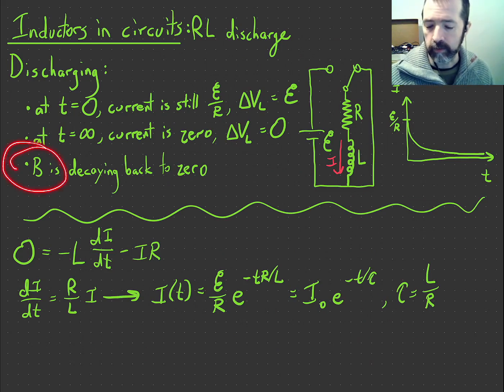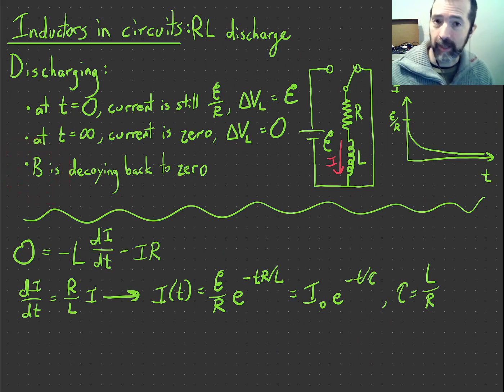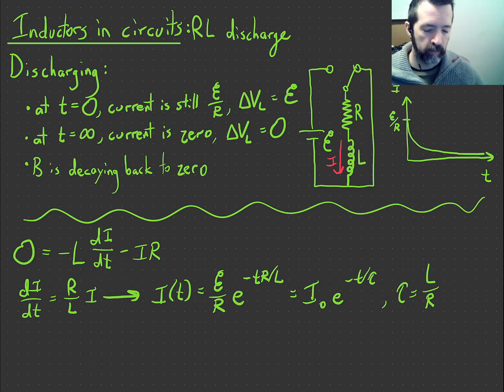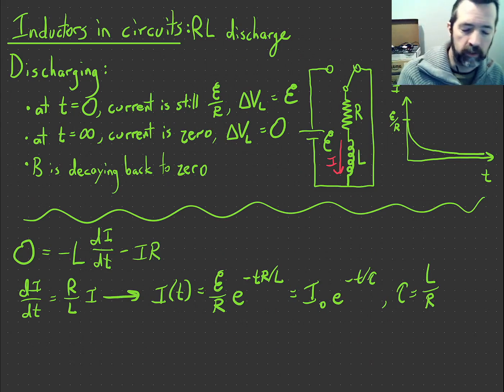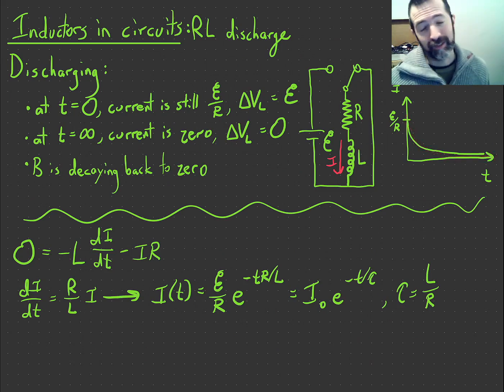Throughout this whole process, the magnetic field in the inductor is decaying back down to 0 because I started out with current, and so there was field. But as the current dies away, the field weakens, and eventually there's no field left. If I were to sketch a graph, it would look kind of like this. Again, that should look a lot like graphs that we drew for RC circuits. Again, it's not a coincidence.